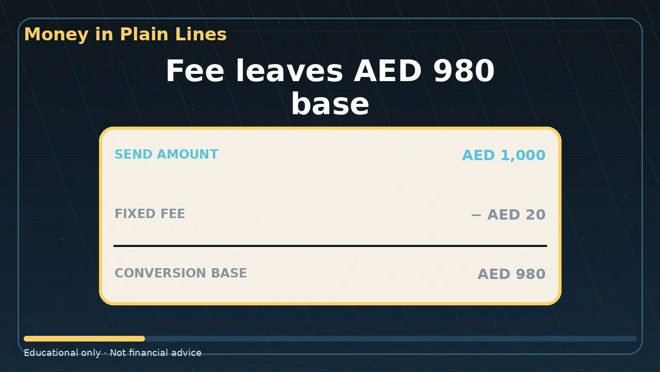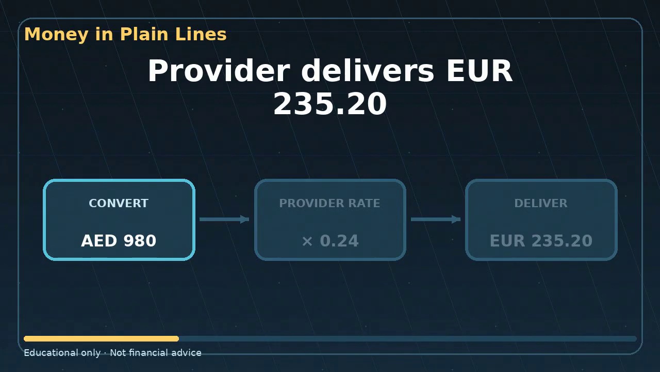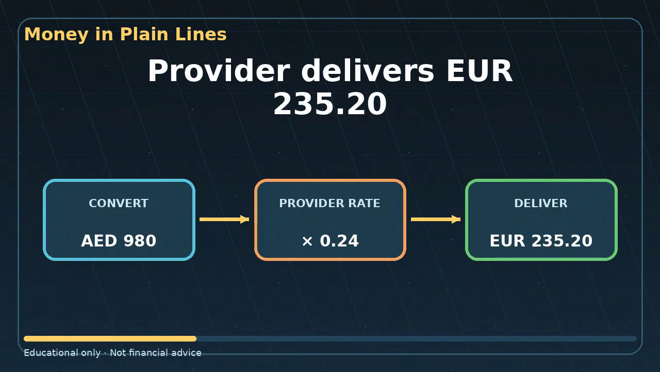First, establish the reference picture. At 0.25 euro per dirham, AED 1000 multiplied by 0.25 equals 250 euros. This reference is not a promise that anyone can receive 250 euros. It is simply a clean benchmark that lets the later differences remain visible. The unit matters: 25 cents per AED means each dirham in the conversion base produces 1/4 of a euro.